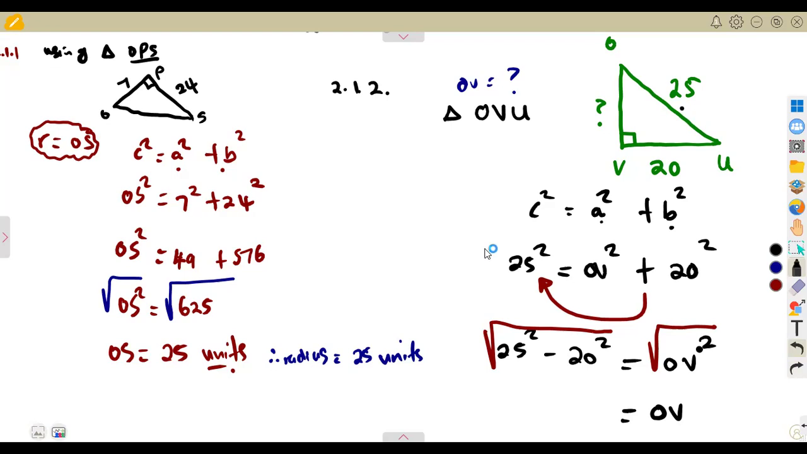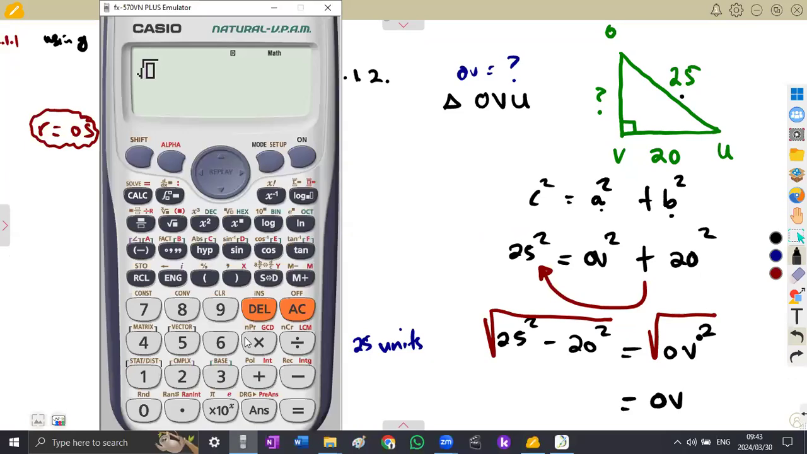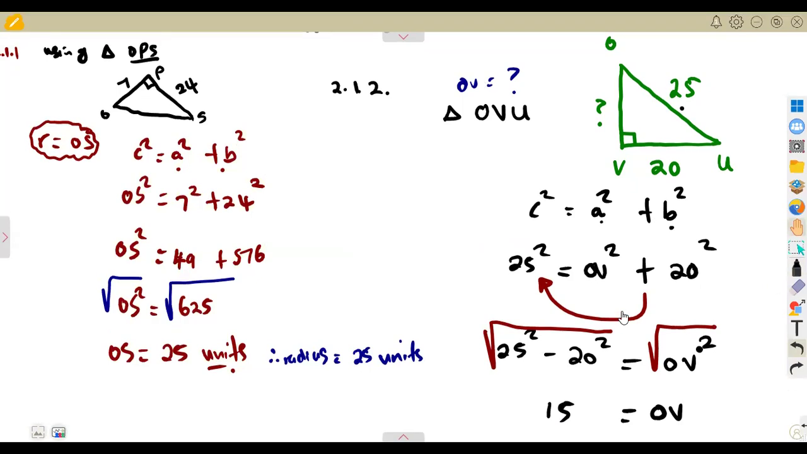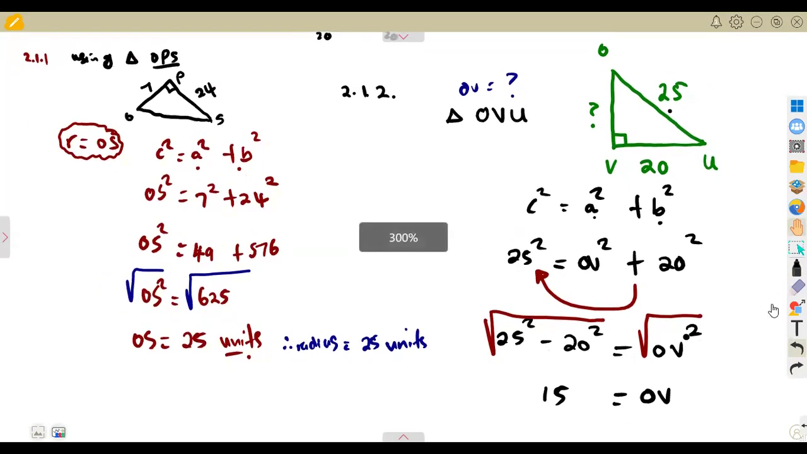All right, so this is what I'm trying to say. If you're given a condition like this, you can also take advantage of your calculator, the square root of 25 squared minus 20 squared, like this. All right, minus 20 squared, like this. So this is going to be 15 units. We've already inserted the square root, so it determines everything on that part. So OV at the end was going to be 15 units.